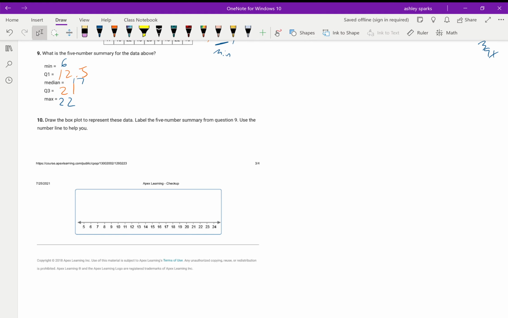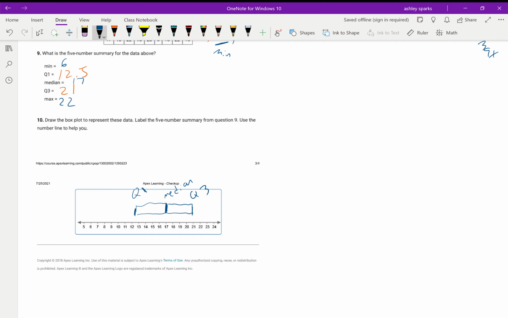It says, draw the box plot to represent this data. Label the 5-number point summary from question 1. Okay, so when you're drawing a box, you go for your median first. So we're going to make a line there. You're going to go up to your Q3, which is here, and you connect to make a box that way. We're going to do our same thing for our first quartile, so 12.5. So right now I have the median, Q3, Q1 that I've labeled.